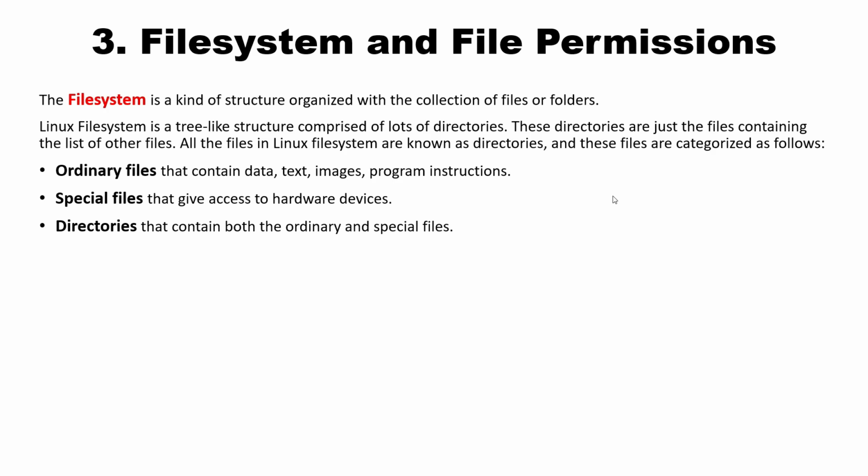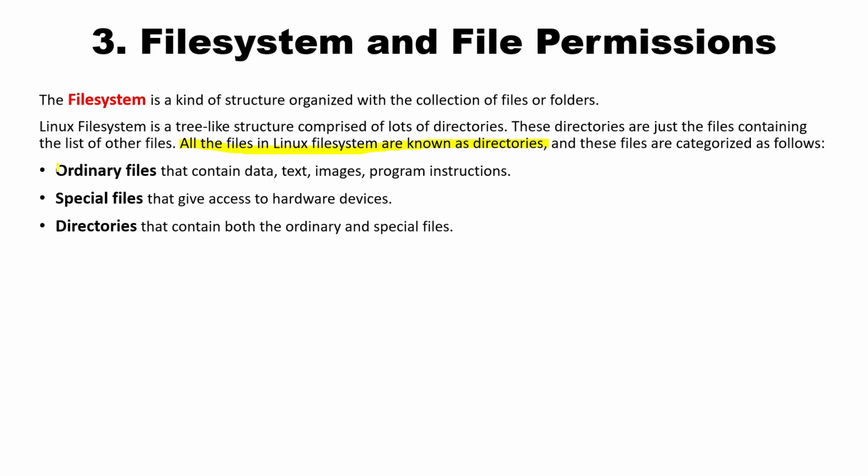So the file system is a kind of structure organized with a collection of files or folders. It actually determines control over data, that is, how the data is to be stored and retrieved whenever we need it. And the Linux file system is a tree-like structure comprised of lots of directories. Now these directories are just like files containing the list of other files, and all the files in the Linux file system are known as directories.